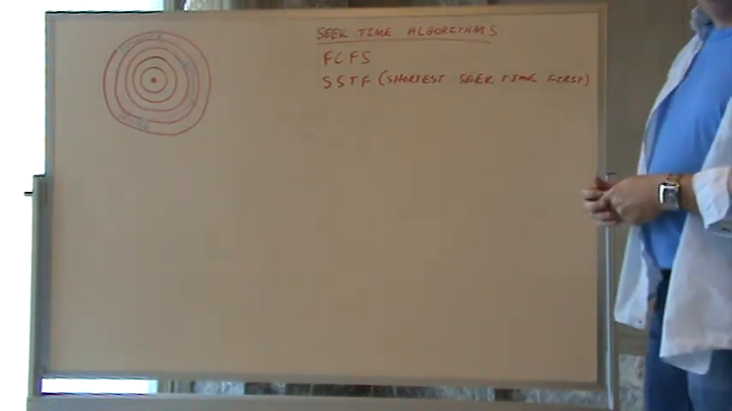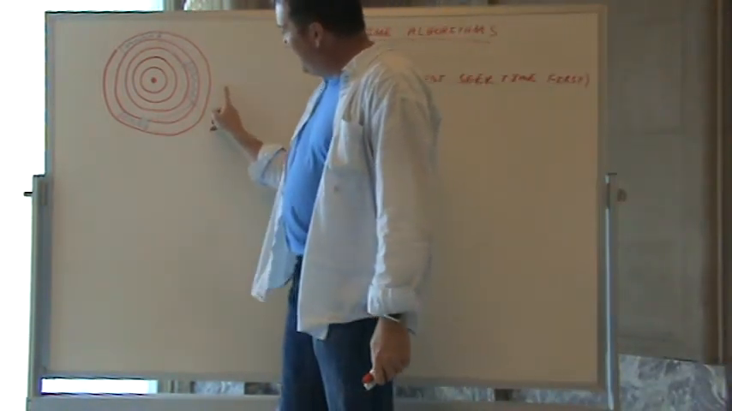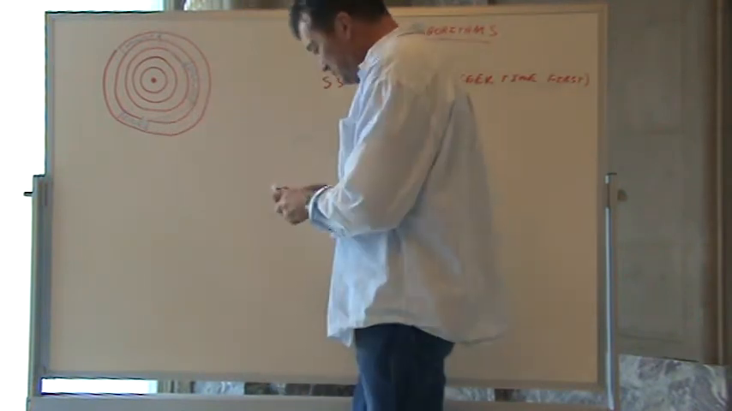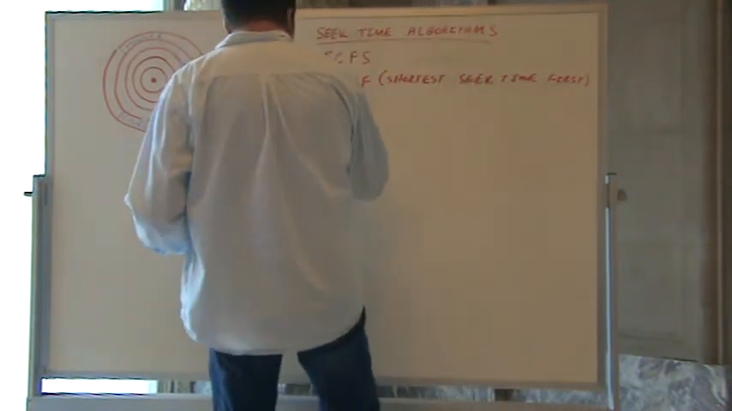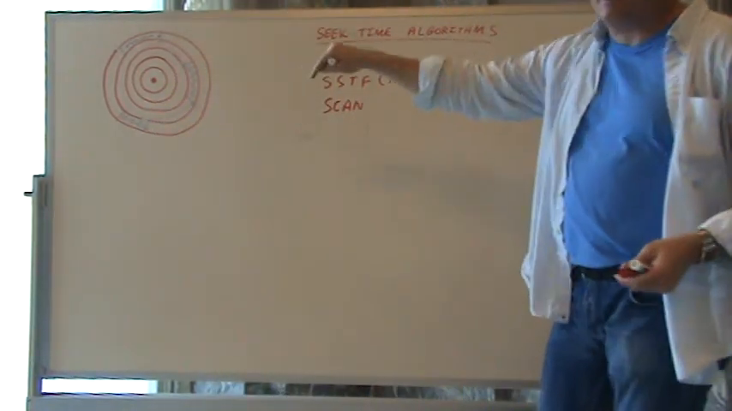It travels in and out and gets them in order. Right, so it goes to the center. You go right, so any requests coming in, they call this one SCAN. You want to look it up on Google. And it doesn't stand for anything. You're scanning back and forth.